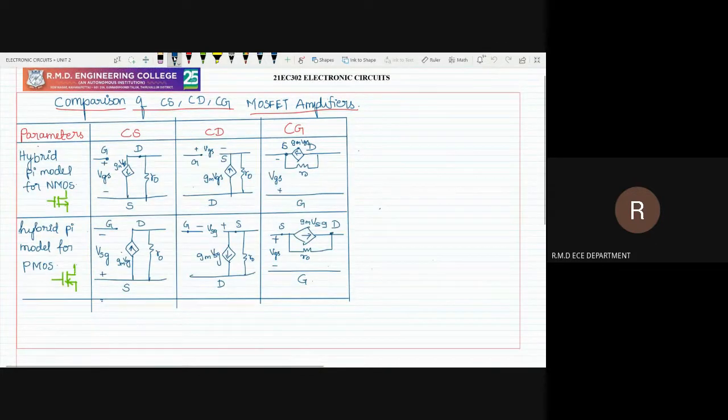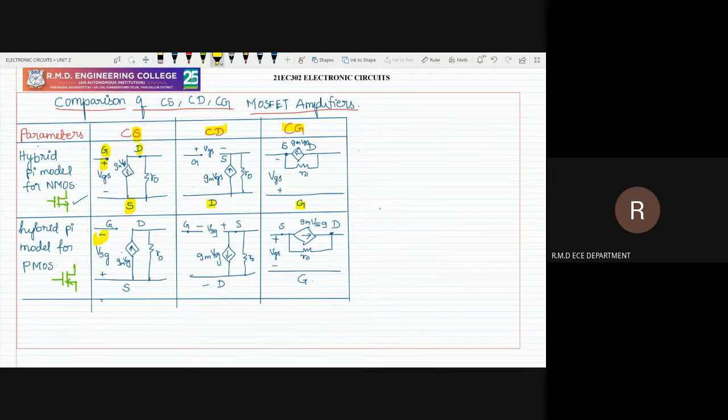Then we have to find the parameters, how they can be explained, or how you can represent the common source, common drain, and common gate by using the hybrid pi model. Here, see, this is the hybrid pi NMOS model. Here are the gate terminal, drain, and source. Whichever letter is common has to be at the bottom. For common source, source is at the bottom; for common drain, drain is at the bottom; for common gate, gate is at the bottom. If it is NMOS, the gate carries a positive symbol, and if it is PMOS, the gate carries a negative symbol. And the voltage drop across is VGS.